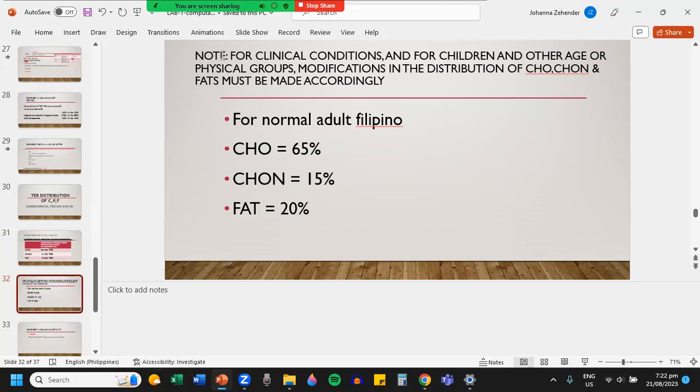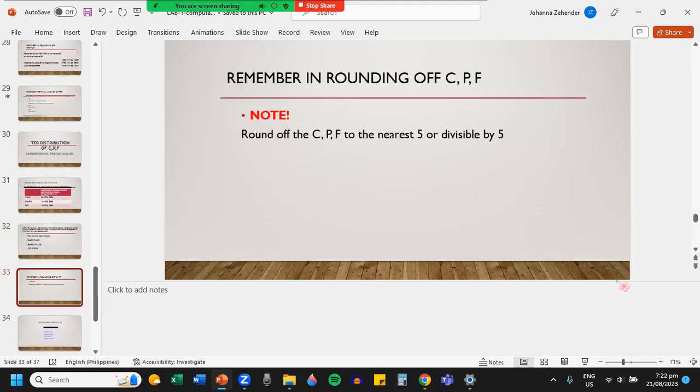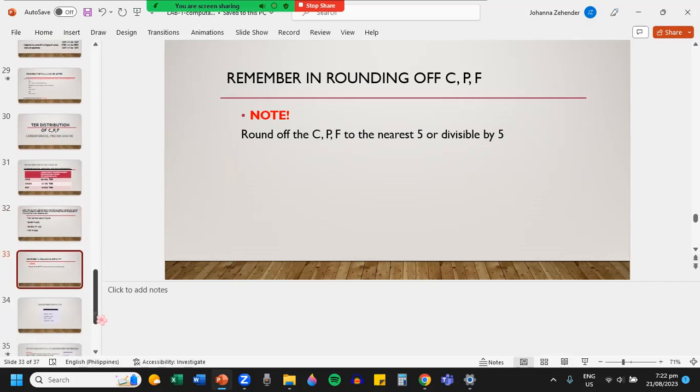Okay, so again here, I just made a bigger slide for this one based on the notes on the previous slide. For your reference, carbohydrates is 65% of TER, proteins is 15%, and fats is 20%. Once again, remember in rounding off carbohydrates, proteins, and fats, you're supposed to round off these macronutrients to the nearest 5 or divisible by 5. So we have an example for this one.